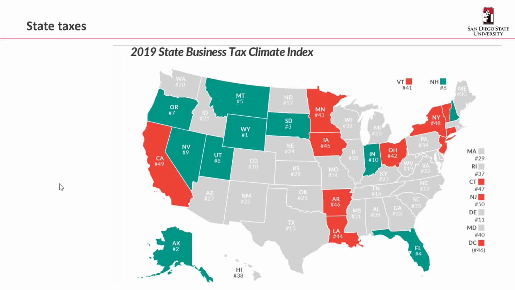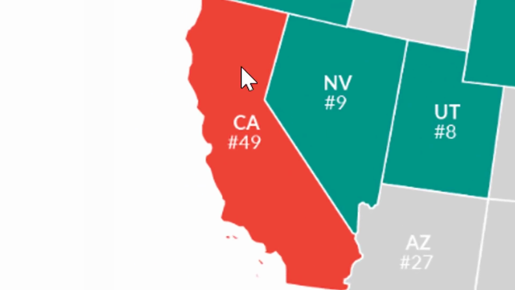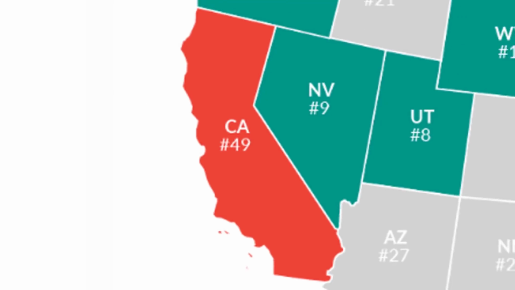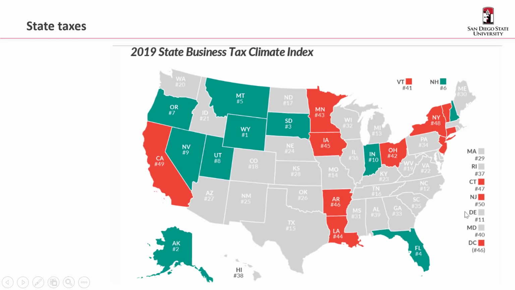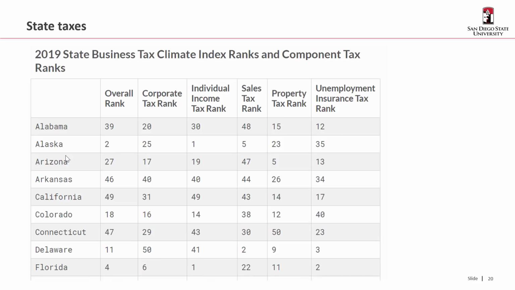So if we look at the Business Tax Climate Index, it is something that examines taxes, both individual business taxes, corporate taxes, sales taxes, a number of different taxes as a complex algorithm. You can see that California remains 49th. So we, again, are one of the highest taxing states, with New Jersey, again, the very worst.